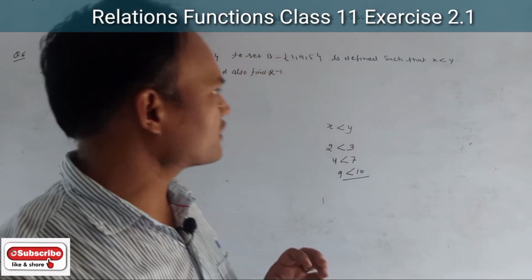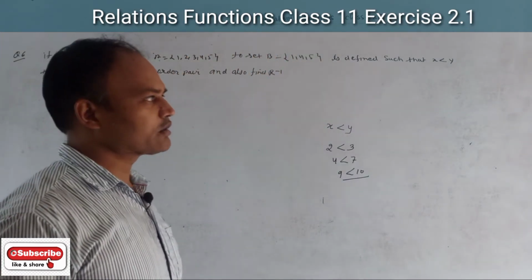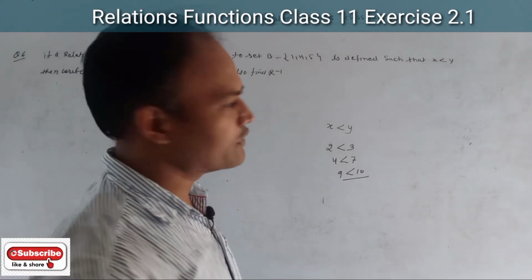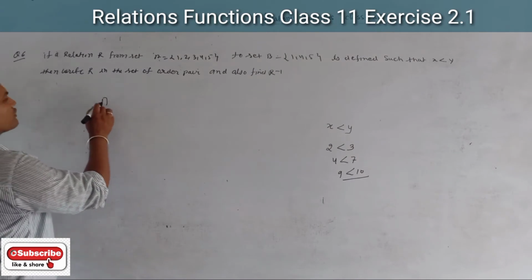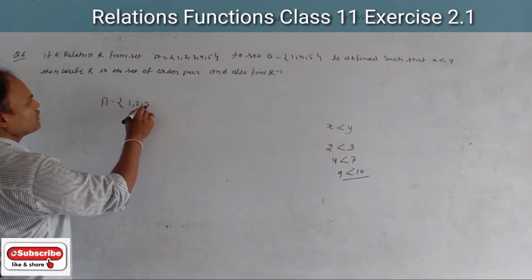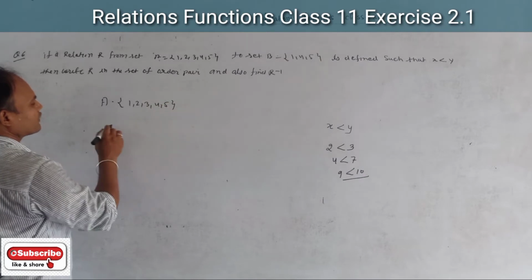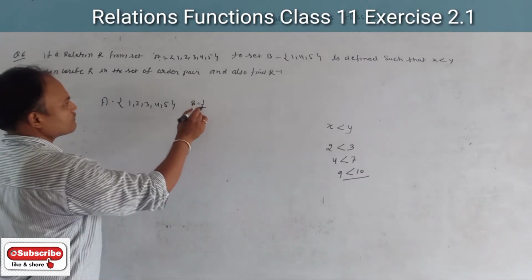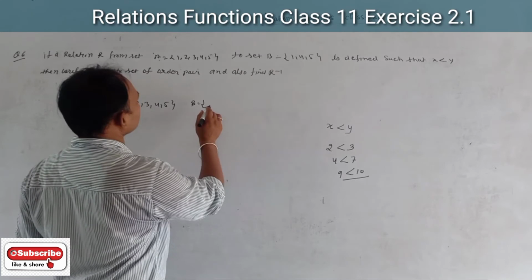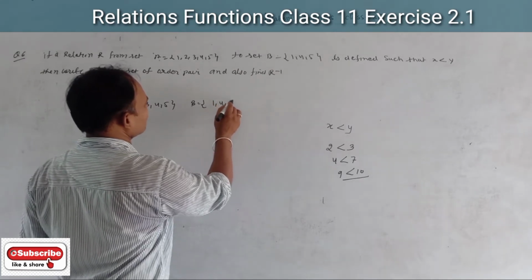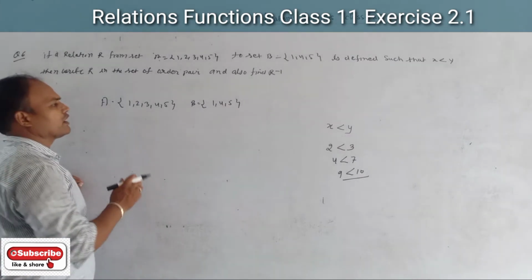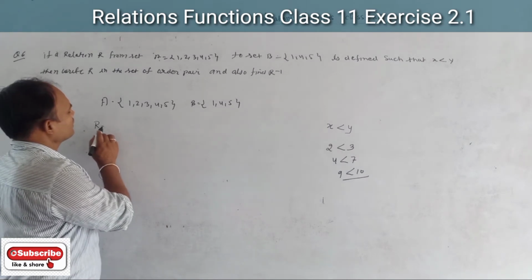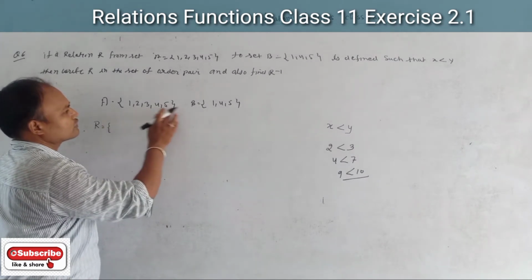Now what is x? When we talk about x, it is from A, and y is from B. So firstly, I am going to write A is 1, 2, 3, 4, 5, and B is 1, 4, 5. Since we have these sets, we can find R. So how can we find R? Look here.